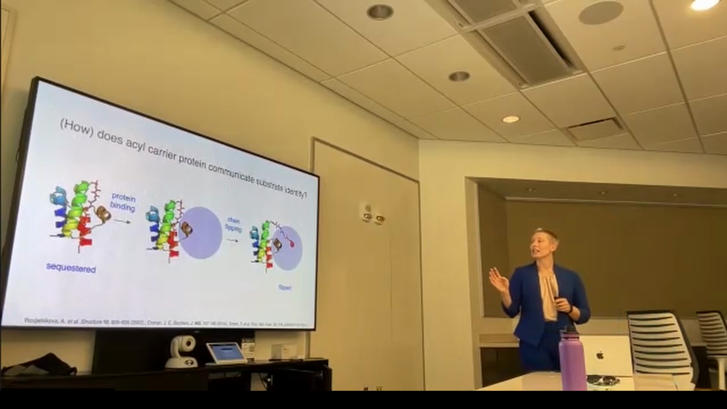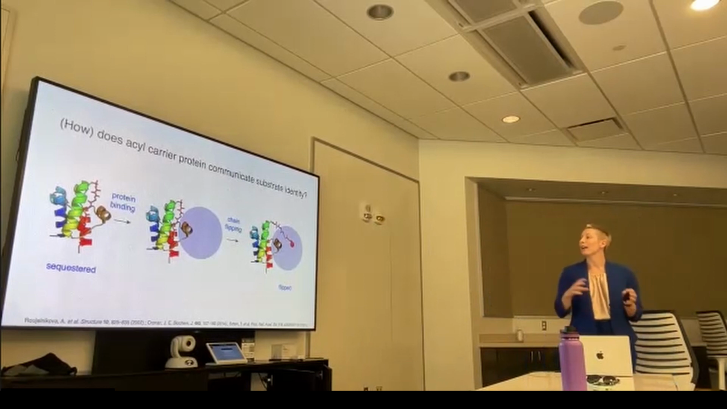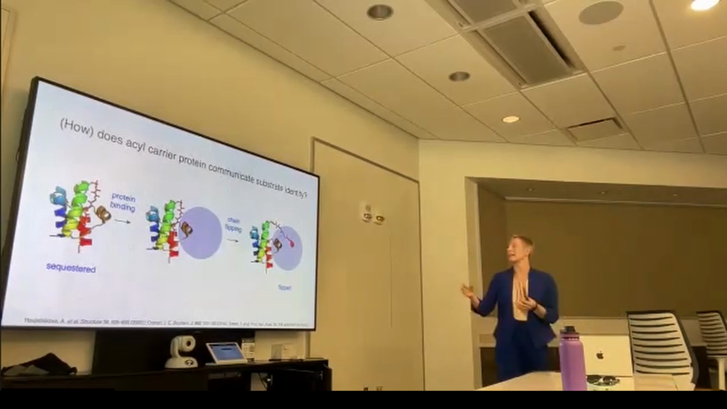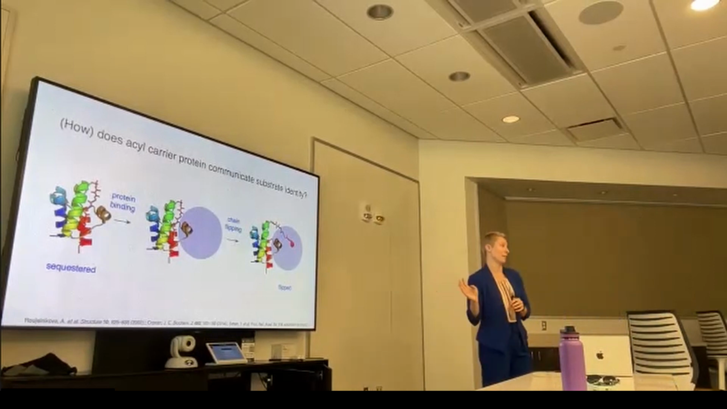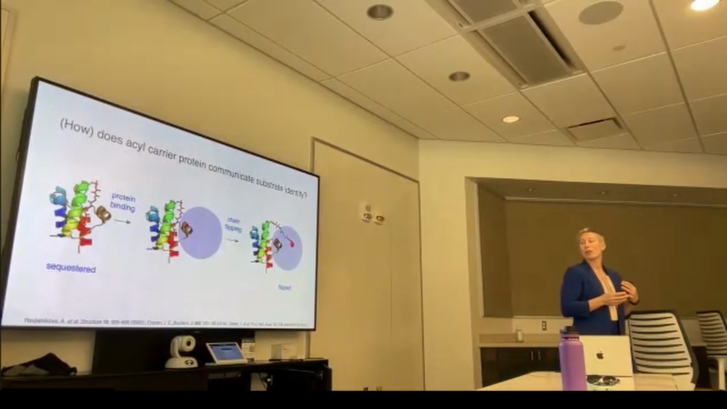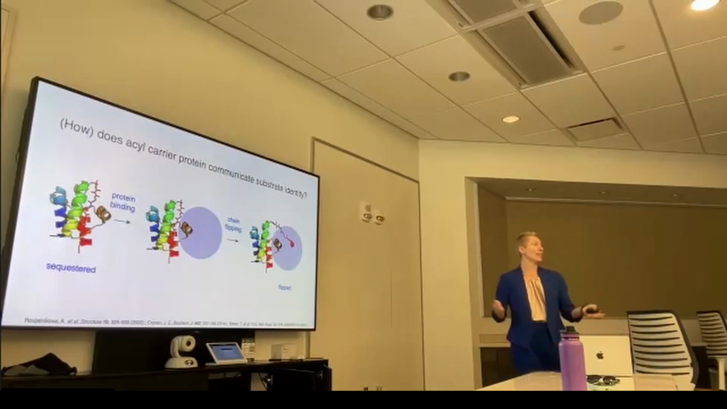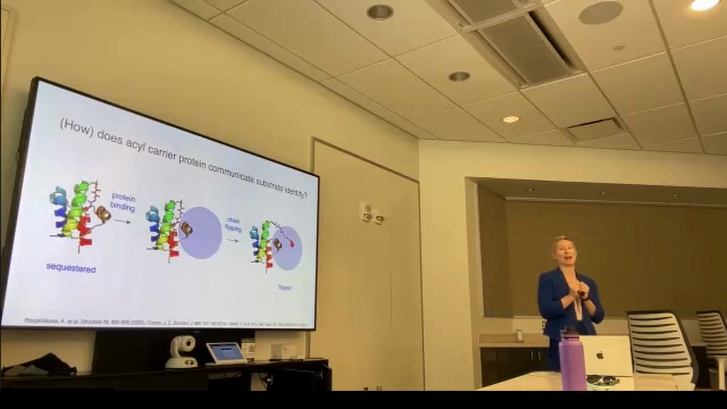So initially, the substrate is sequestered inside the pocket of the protein, and then when it interacts with an enzyme, it has to deliver the substrate through this mechanism that is termed chain flipping. So we don't think that this is going to be a stochastic process where it's just going to randomly interact with enzymes, deliver substrate until it finds the appropriate substrate enzyme pair, because there's just too many possible combinations.